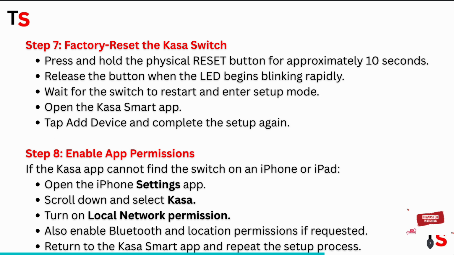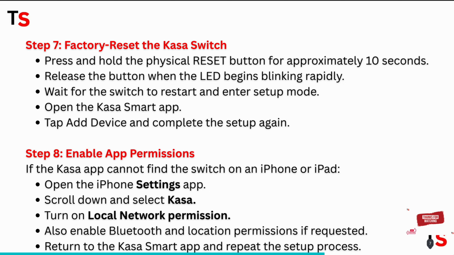After that, step 7, factory reset the Kasa switch. Press and hold the physical reset button for approximately 10 seconds. Release the button when the LED begins blinking rapidly, and wait for the switch to restart and enter the setup mode. Then open your Kasa Smart app and add devices and complete the setup again.